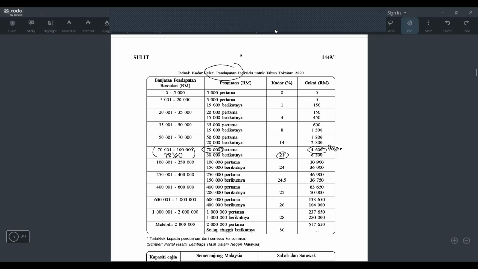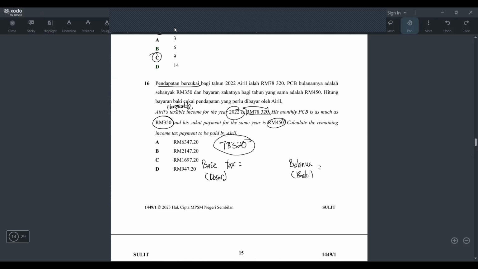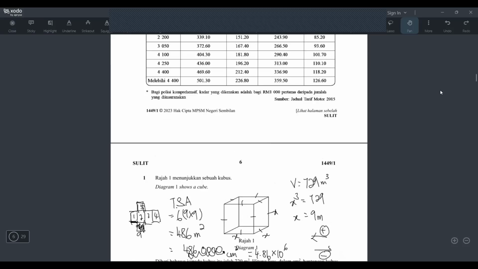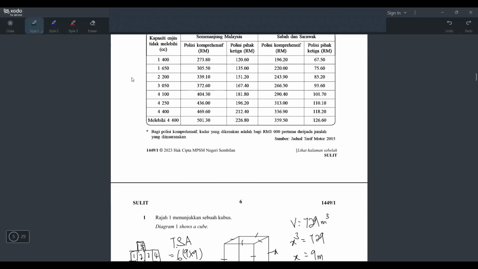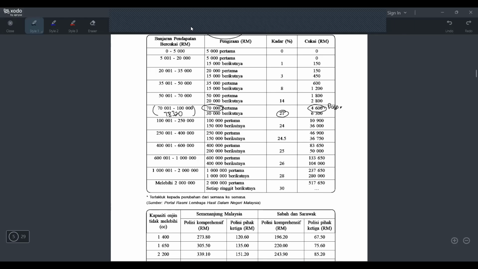So let's go back to the working. 4600, 70,000, 21%. Okay, so 4600 is the cukai dasar, right? And then how to get the balance tax? You have to take 78320 minus 70,000 first. Okay, maybe you ask, hey, sir, why have to minus? Okay, let's go back to the jadwal one more time. You have to minus because the cukai dasar is only for 70,000 pertama. Can you see it? Okay, sorry. The 4,600 is only for 70,000 pertama. That's why you have to take your chargeable income, 78320 minus 70,000, and then the balance you have to times with 21%. Like that, right?